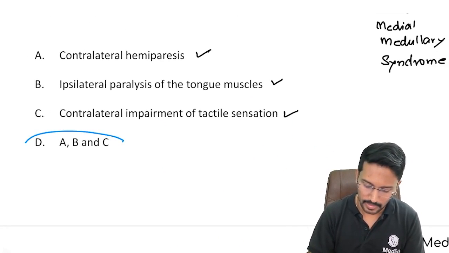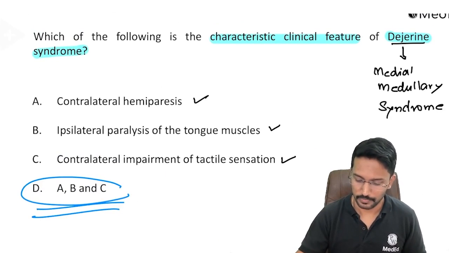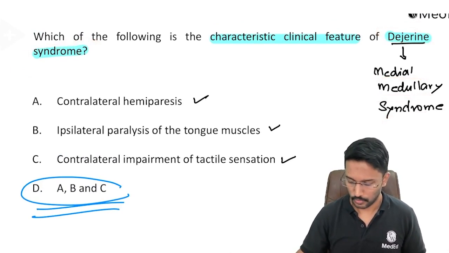So option D becomes the right answer here. All these 3 can be seen in medial medullary syndrome or Dejerine syndrome.